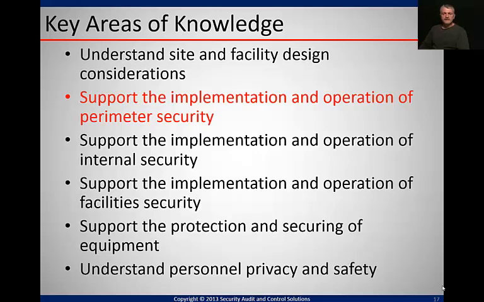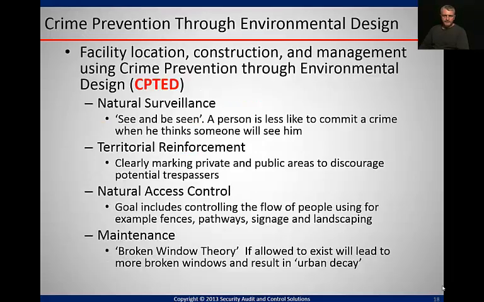The next section is the support of the implementation and operation of perimeter security. Now, when we look at crime prevention through environmental design, the facility, location, construction, and management using crime prevention through environmental design is really important. And there are, as some of the documentation defines, three major components, but I've broken it down here into a fourth one due to the fact it's the latest study of CPTED.